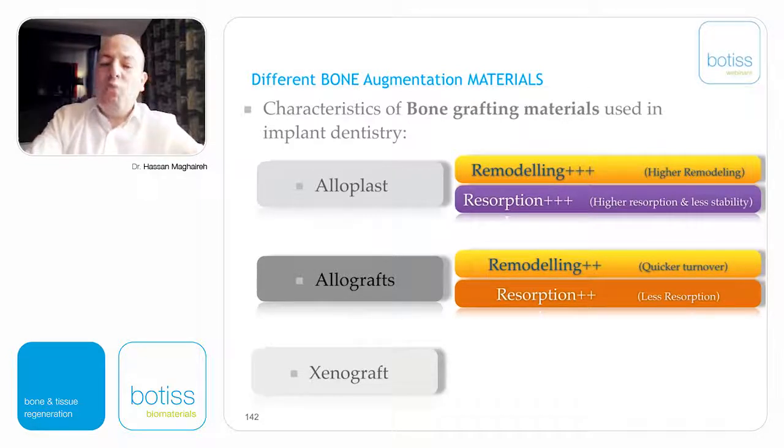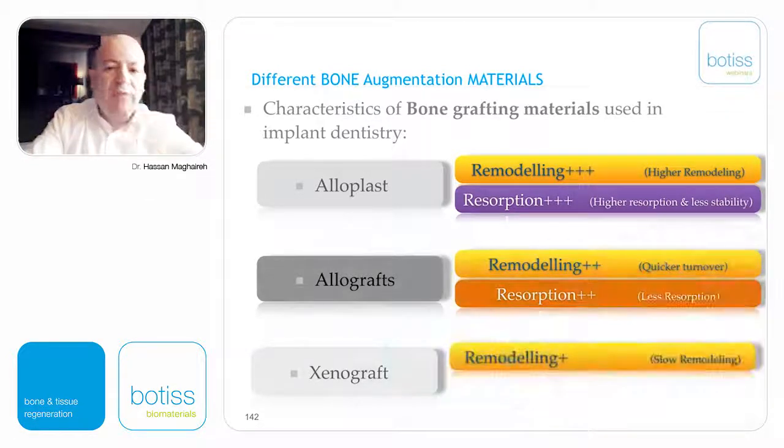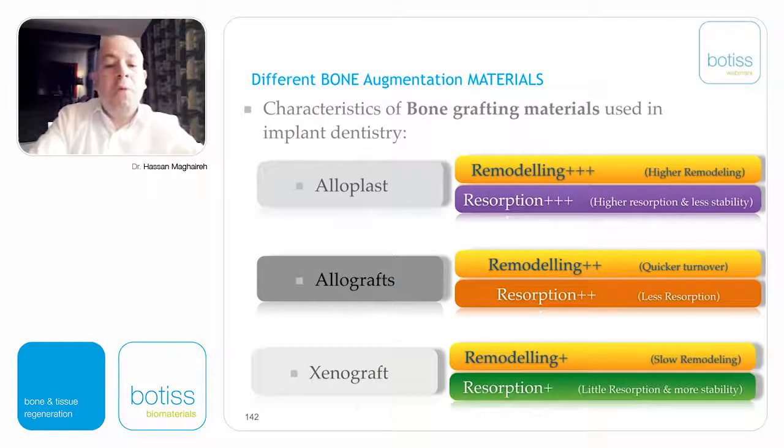That's why I would use allograft in ridge preservation techniques. I would use allograft to cover exposed threads, but I will not use allograft to build my convexity. Because if I do that, within a year, that convexity will go flatter. But what happens if I need a convexity? I will go to xenograft. Because yes, xenografts have a slow remodeling process. And most likely within 6 months or a year, if I take a biopsy, I will still find xenograft bone particles within the bone. But what's really good about it is that it has a very low resorption.